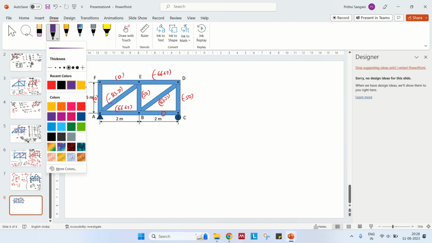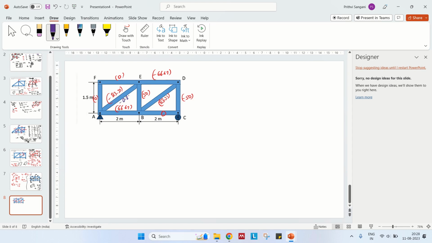So I'll write the other one in blue. The internal forces due to the unit load in the direction of the displacement which we are interested to find, right? So what are those? This is again minus 0.833. What about this? This is 0.667. So 0.8333. And what about this? This is 0.5. This is 0, and this is also 0. And this is again compression 0.667, and this is minus.